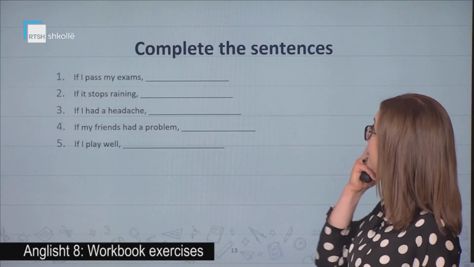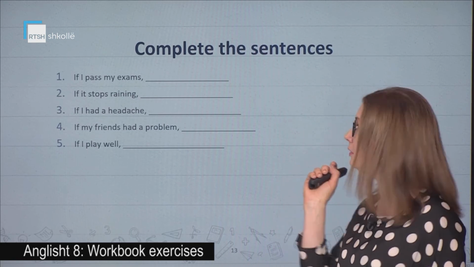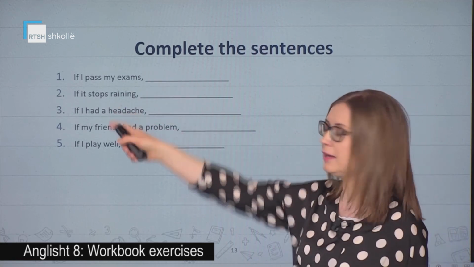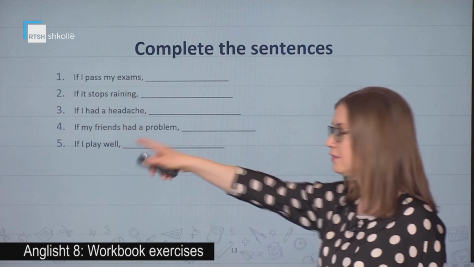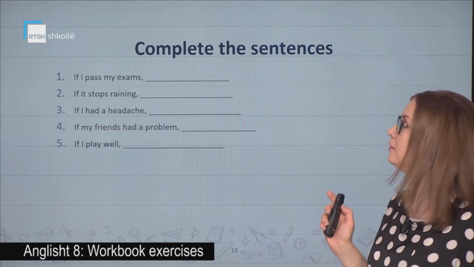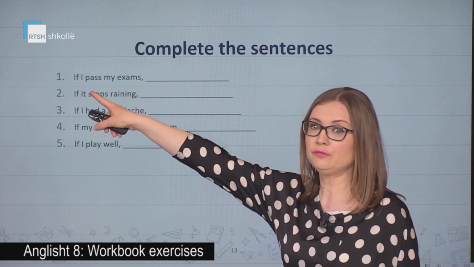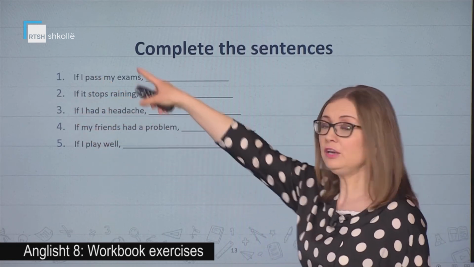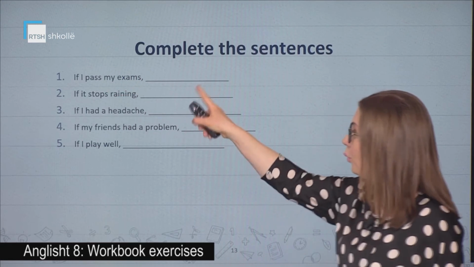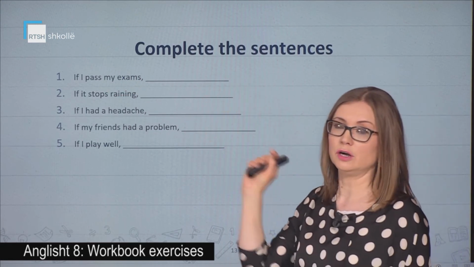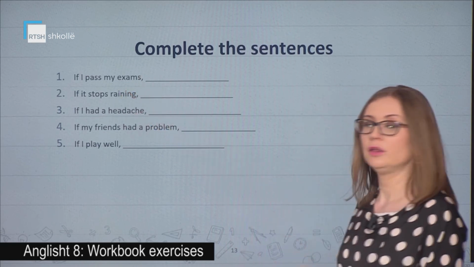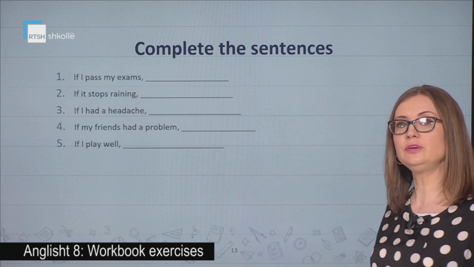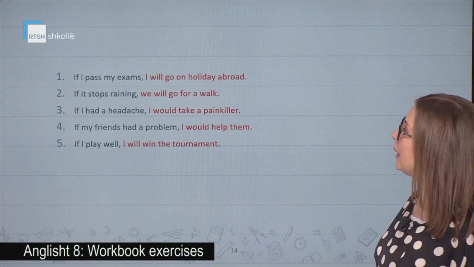Now, we have some sentences to complete, and you have to complete them on your own, keeping in mind the first part of the sentence that begins with if. So we have the if part of the clause. What should we include here? We have the main clause to complete the whole sentence. So let's read them one by one.